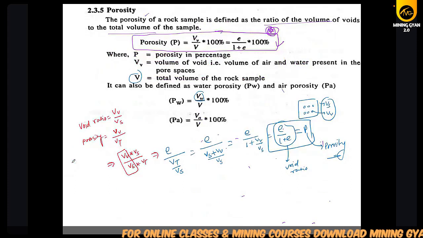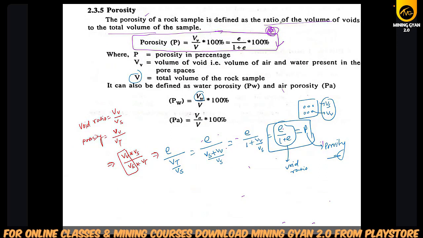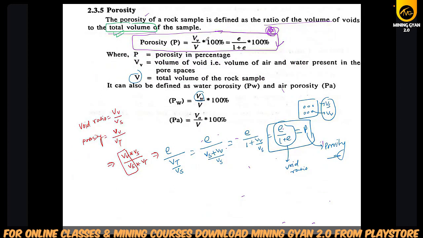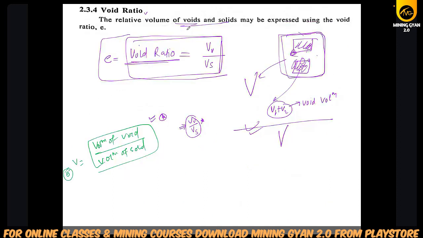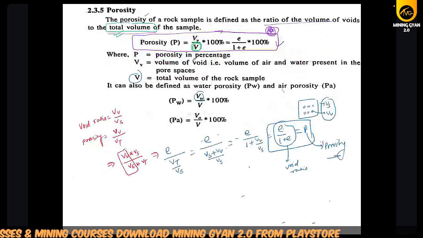And we also saw the last property, the porosity. What is the porosity? Porosity is the volume of the void divided by the total volume. The difference between the porosity and the void ratio is the volume by which we divide. In porosity we divide by the total volume, and in the void ratio we divide by the volume of solid. Please remember, it will help you to solve the questions and for better understanding.